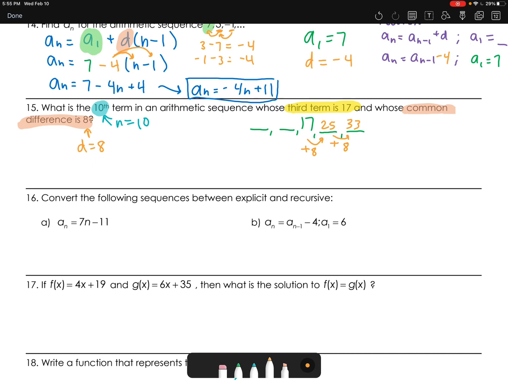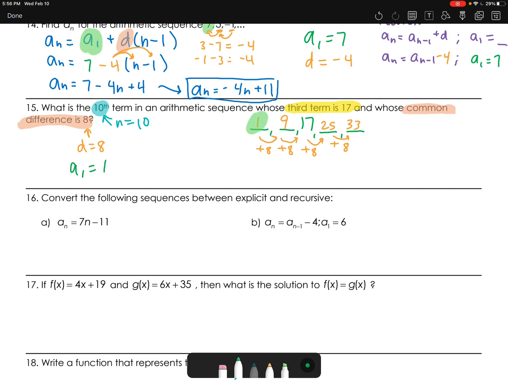I'm going to work backwards to the first term. That means I need to subtract 8 to find the term here is 9, and subtract 8 again to get 1. Because think about it, if I add 8, I would get 9. Add 8 again to get 17. So that means my first term is 1. Okay? And now I can really work with this problem.